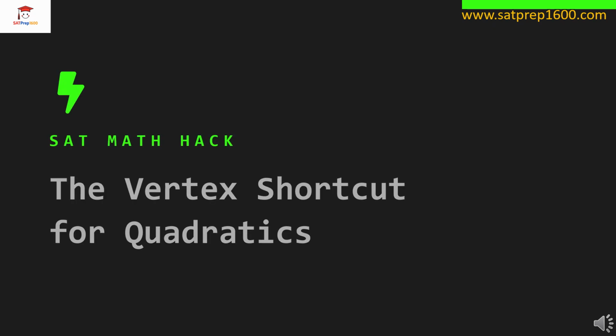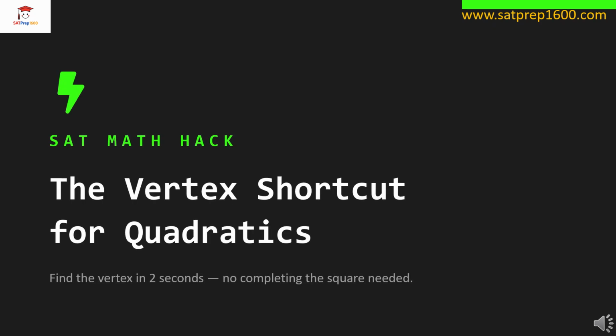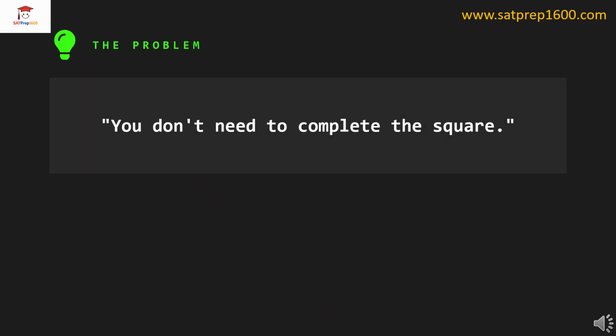The Vertex shortcut lets you find the vertex of any quadratic in about 2 seconds. No completing the square required. By the end of this short lesson, you'll have a formula memorized that works every single time. You don't need to complete the square. Most students dread that method.